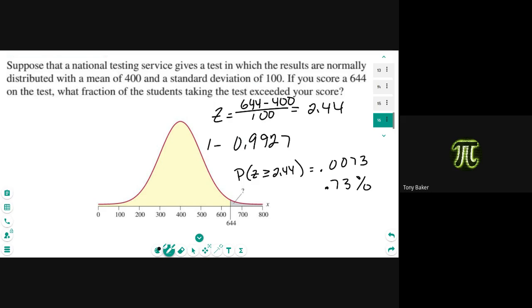Remember what you were asking me earlier? What's it for? If you got an 800 on the SATs, what's your standard deviation? What's your Z? What's 800 minus 400? 400 divided by 100 is 4.